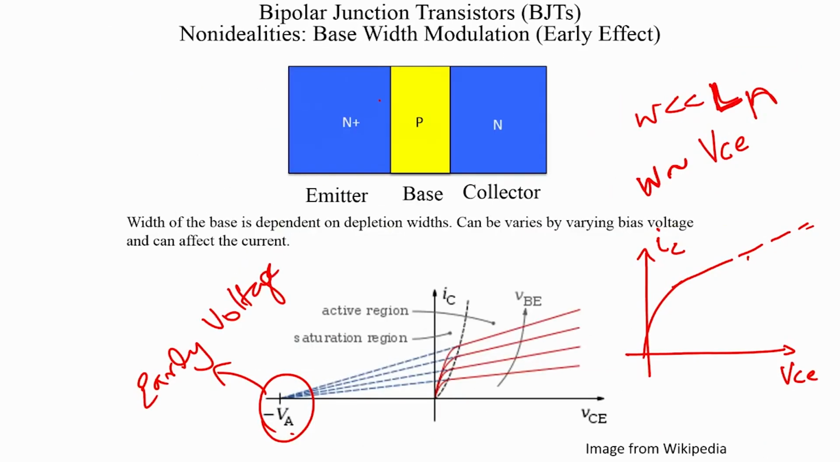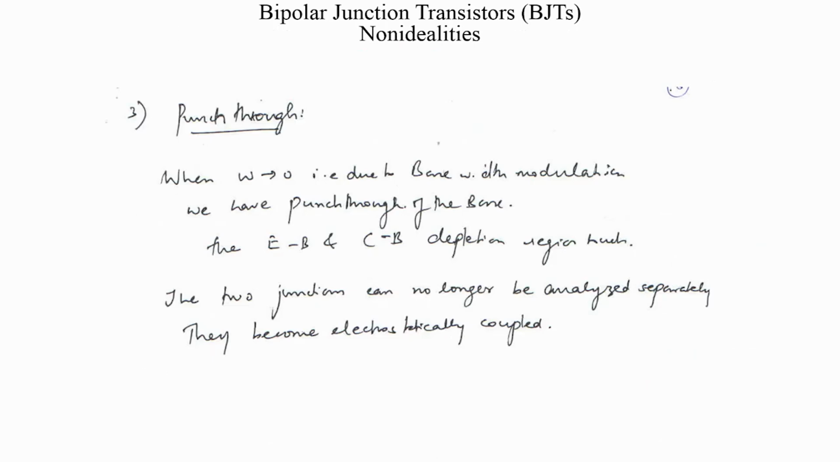So, that is the base width modulation or the early effect, and I will refer to this once again when we discuss the channel length modulation effect in MOSFETs. They are quite important from the circuits point of view. The third non-ideality is something called punch through.